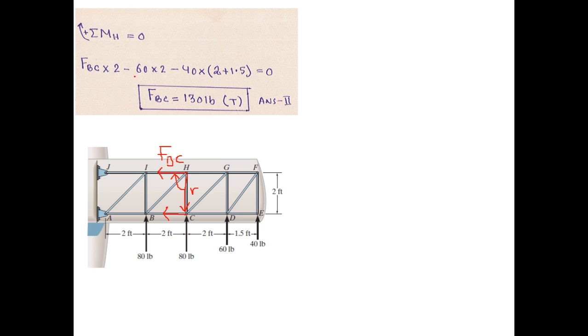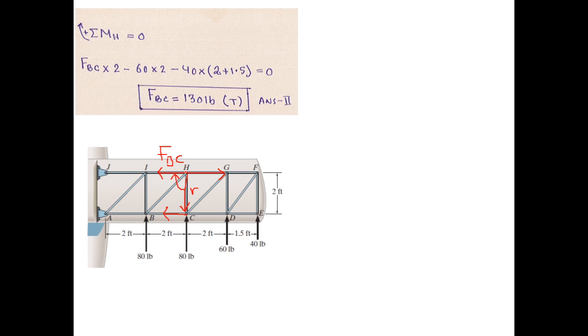So it is FBC multiplied by 2, and this force of 60 pounds is also exerting a moment about point H, and the moment arm is 2 feet, and this 40-pound force has a moment arm of 2 plus 1.5 feet about point H, and both these are anti-clockwise moments, because you see the moment arm is this for this force of 60 pounds. So this is actually exerting an anti-clockwise moment.